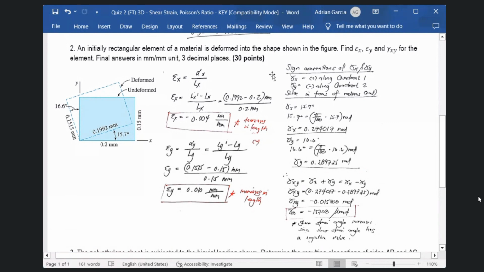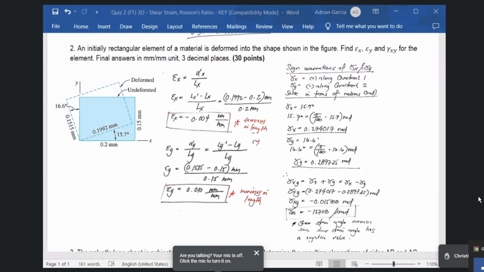So, any questions on number 2, before I move on to number 3? So, that is the answer. You can screenshot if you want, but if you are still confused, you may ask questions now.